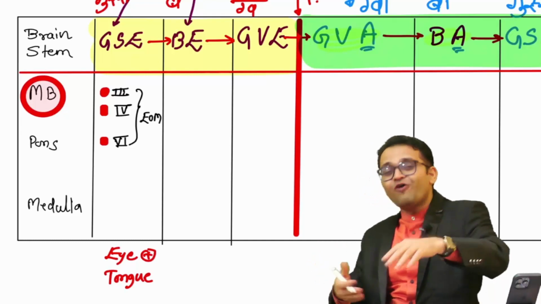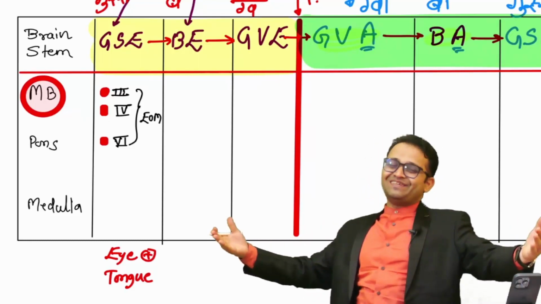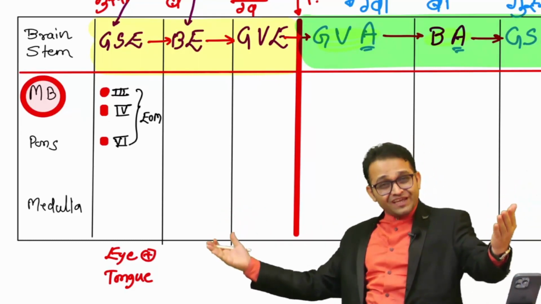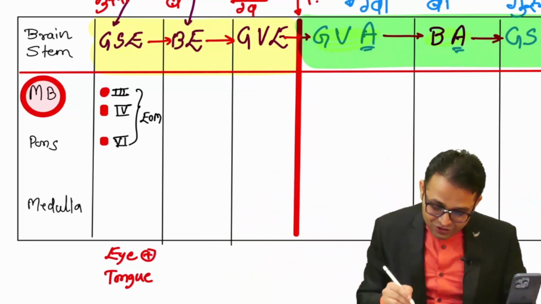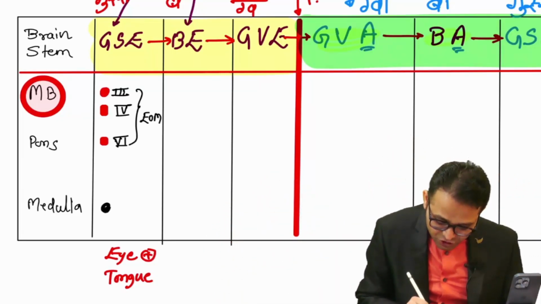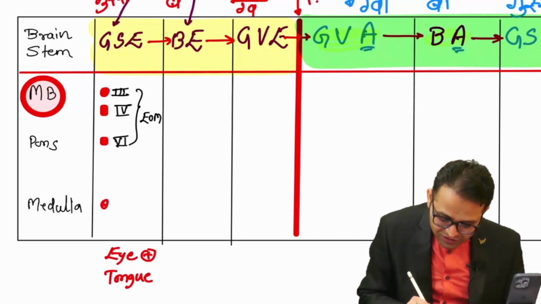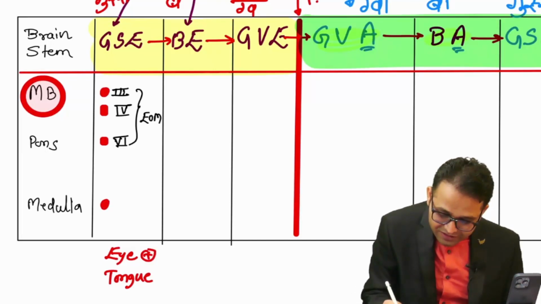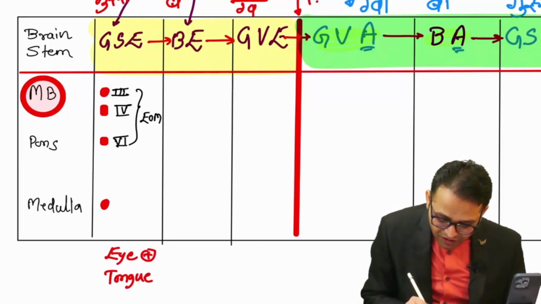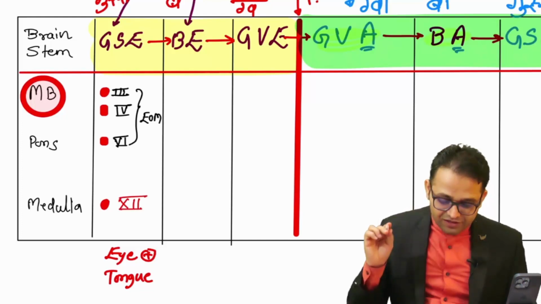Do you remember Hilton's law? The nerve supplies the area where it lies and runs. So you will say the same thing: 12th cranial nerve, and the 12th cranial nerve nucleus is located in the medulla. So this is our 12th cranial nerve.